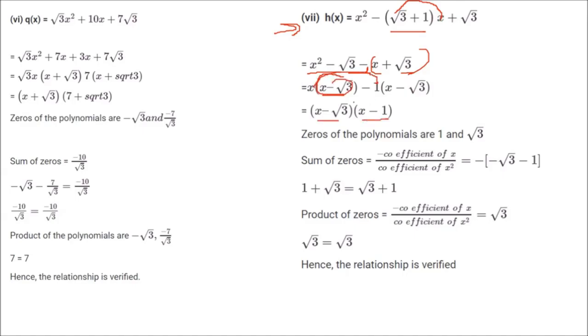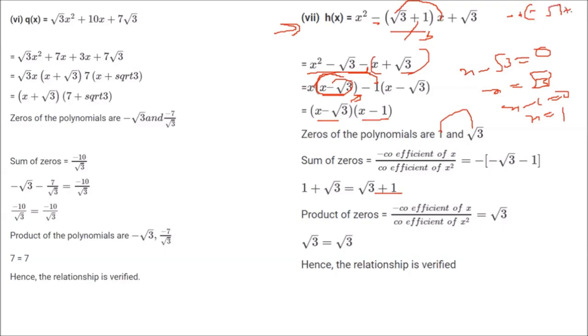So when you put x minus root 3 equal to 0, you get x equal to root 3. When you put x minus 1 equal to 0, you get x equal to 1. So 1 and root 3 are the roots. So when you add them, 1 plus root 3, it has to be equal to minus b by a. So what is b here? b is minus of root 3 plus 1. So minus of minus root 3 plus 1 by a, that is 1. So minus minus cancels, root 3 plus 1 will come.